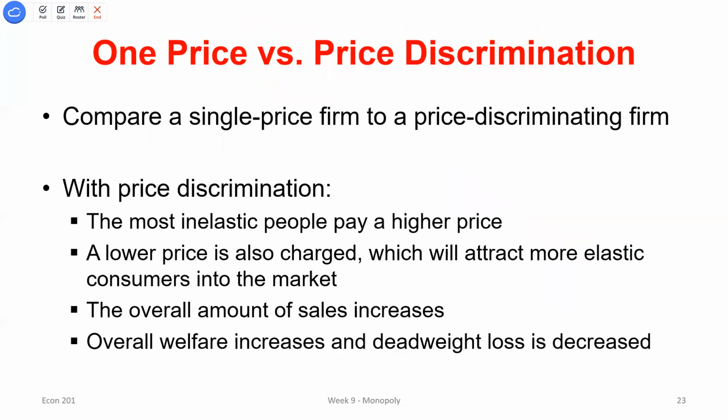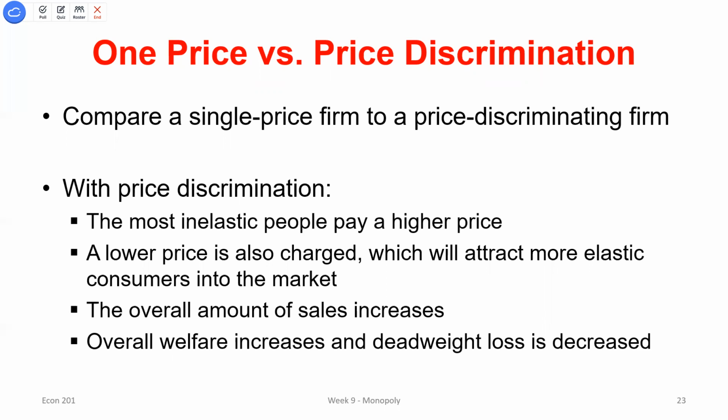So, if we want to compare this single price monopolist to a perfectly price discriminating monopolist, we see quantity go up, or overall sales will increase. We see that the price in the market for some people is going to be lower than it was before, but for others it will be higher. Most inelastic people, the people who are the most non-responsive to price changes, will be the ones who have to pay a higher price.